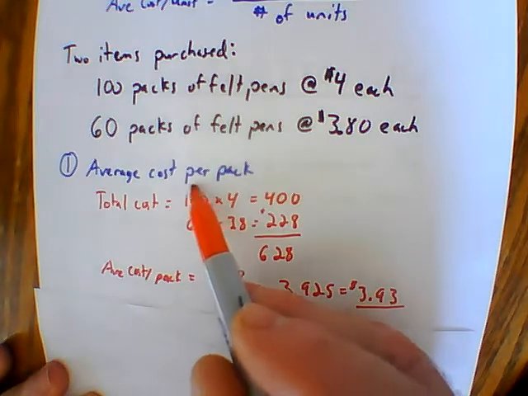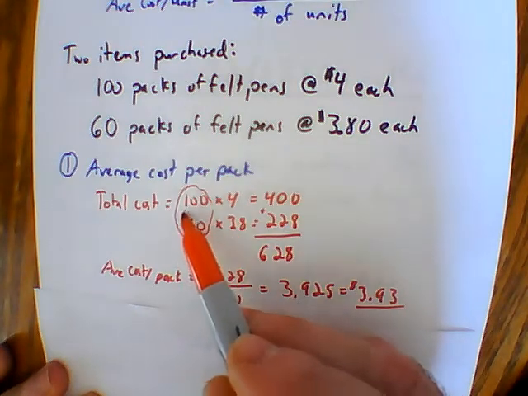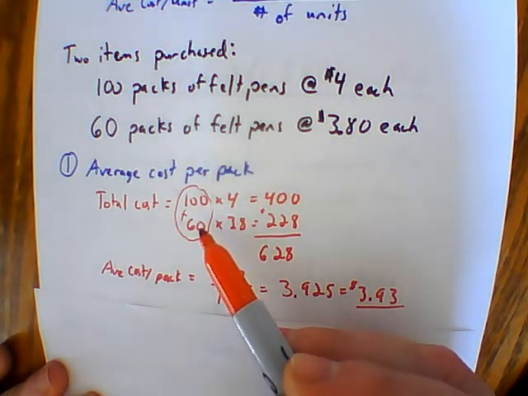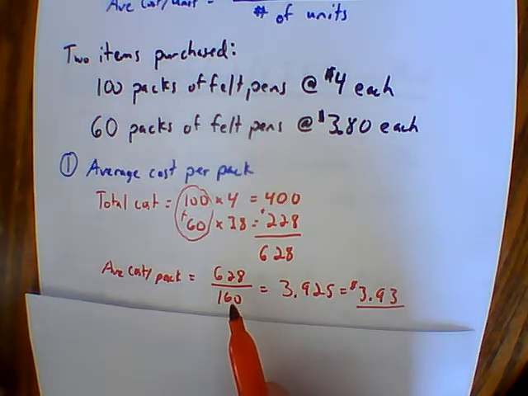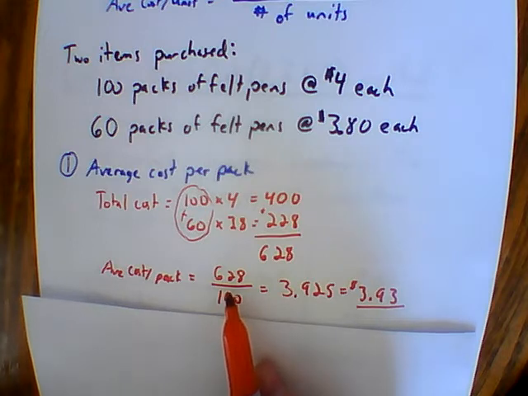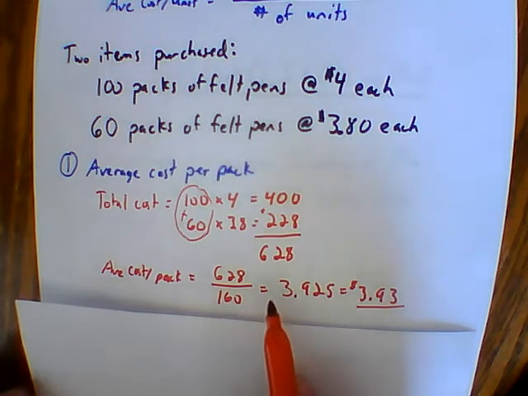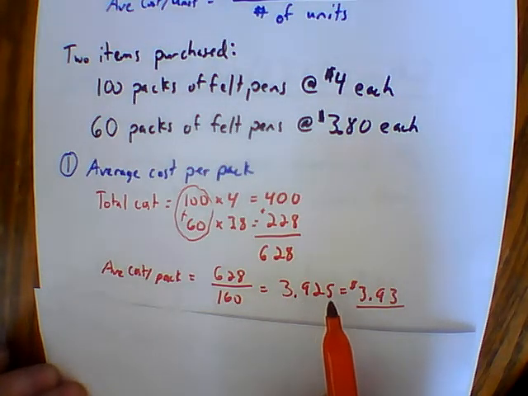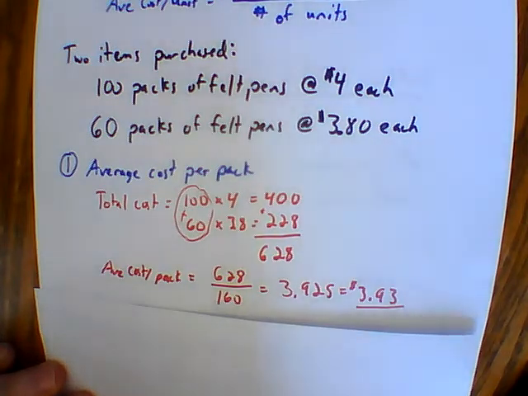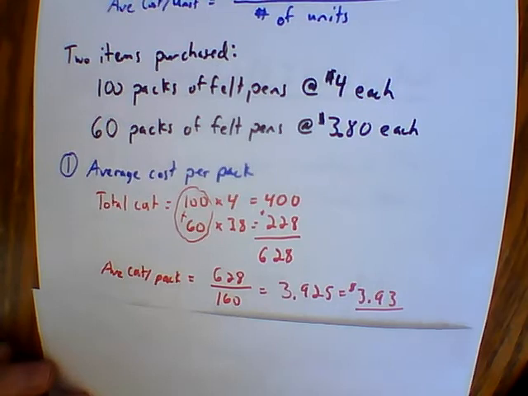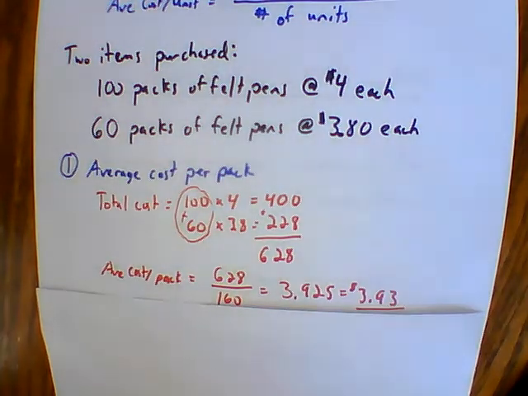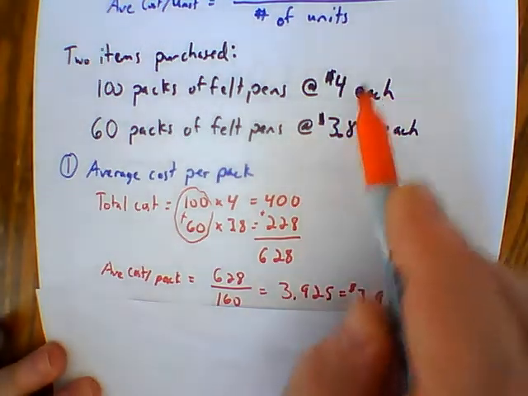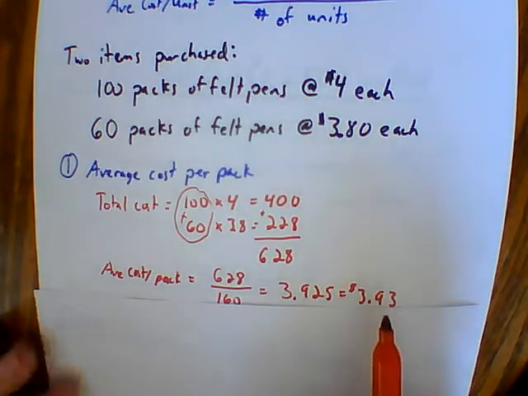Once again, that 160 looked at that 100 packs and 60 packs, adding together for 160 total packs that we have. So we have 628 divided by 160, which equals 3.925, which then gives us 3.93. So we're looking at each pack basically costing us $3.93 each, even though they were different amounts. This is what we say it is.